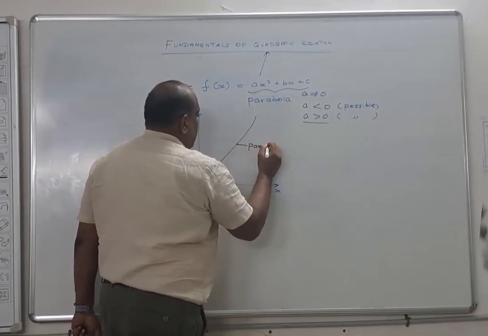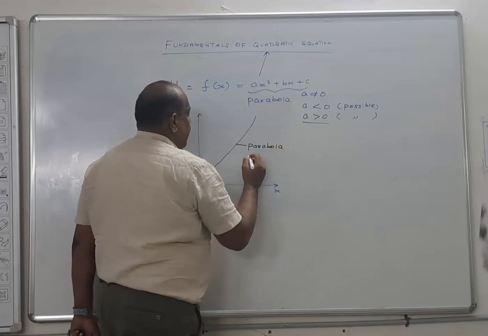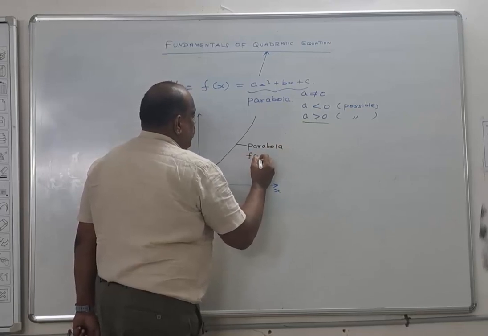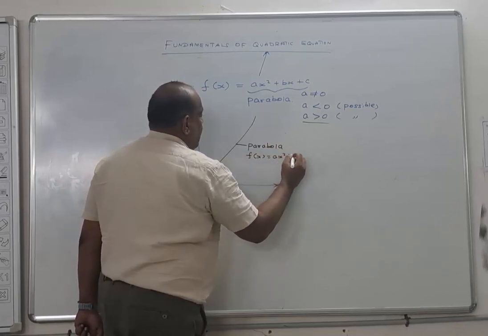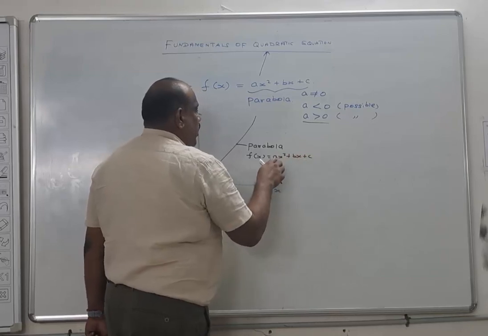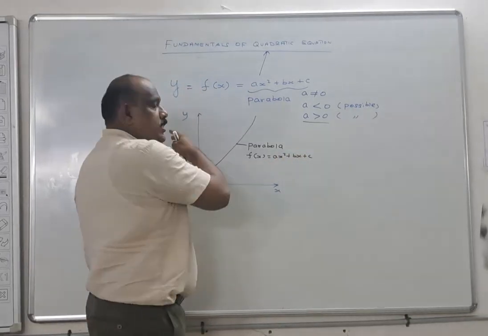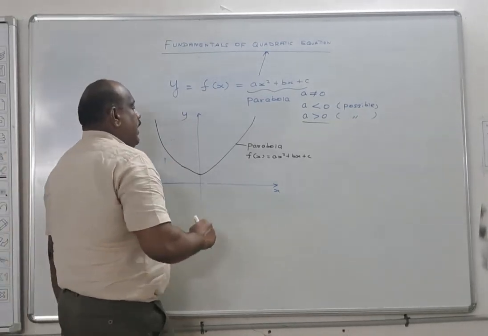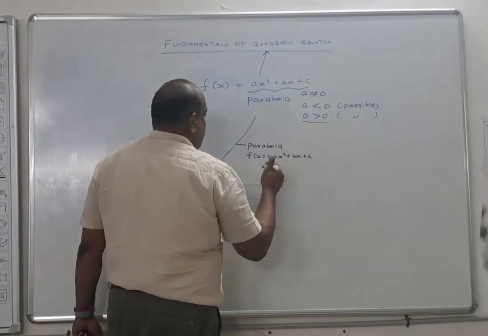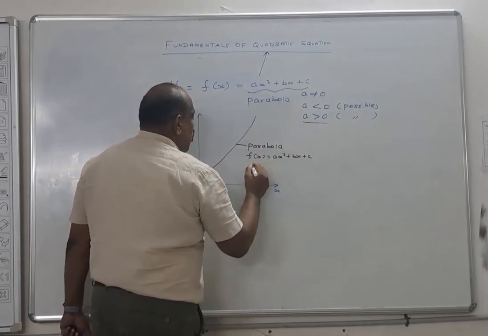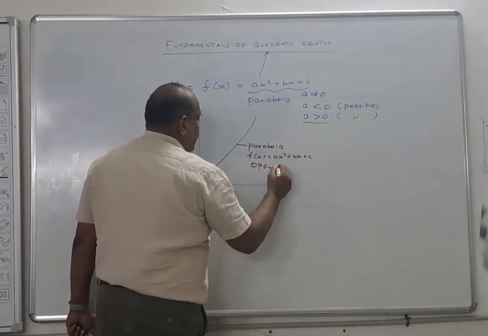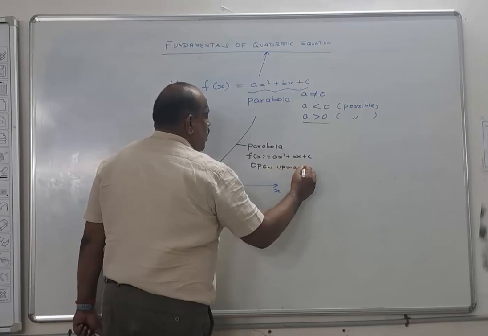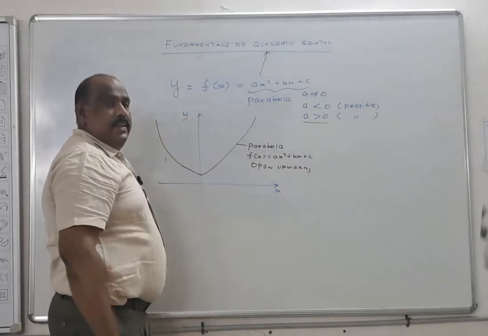This is the shape of the parabola, which can be given as f(x) = ax² + bx + c. Depending on the values of a, b, c and x, the shape will vary, but it will always be a parabola. And when a is greater than 0, the shape will always open upwards. Now it's going upwards only.